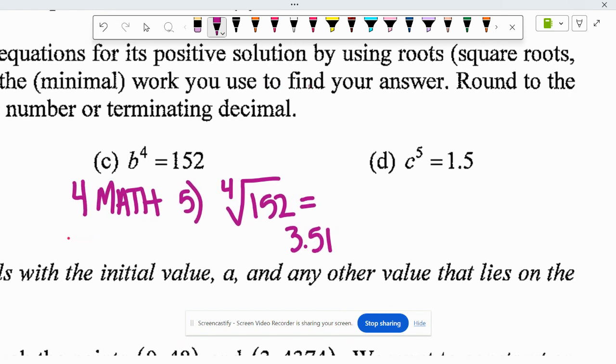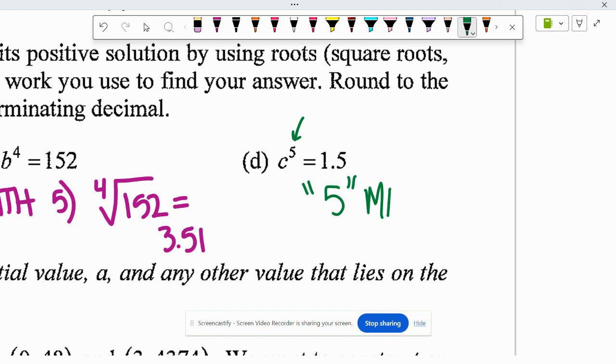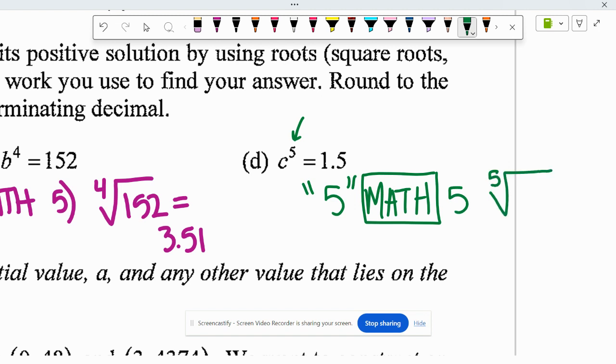Okay, good. So for this next one, we have a fifth root. So this one says I need the fifth root. The first thing you're going to do is press the number 5 on your number pad, and then hit the button that says math. You're going to select number 5, and it's going to populate something that looks like this.